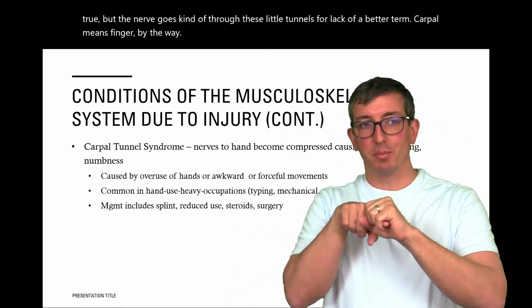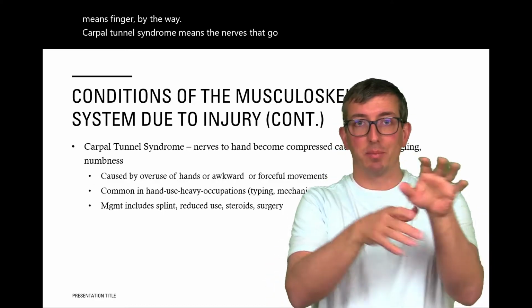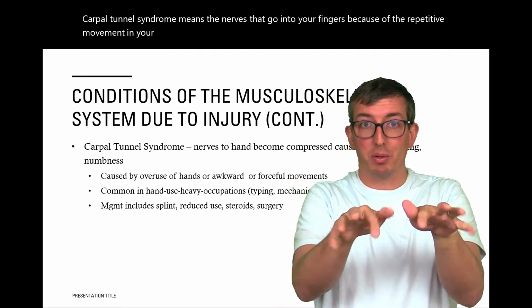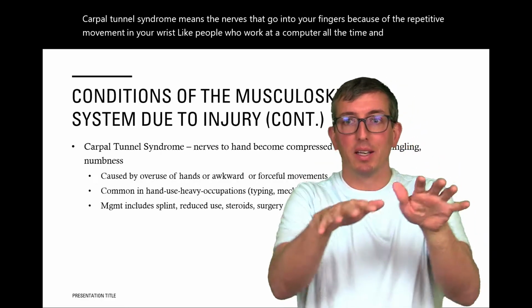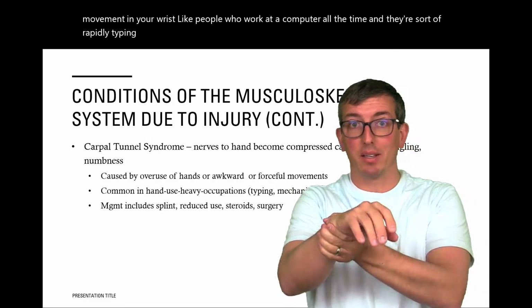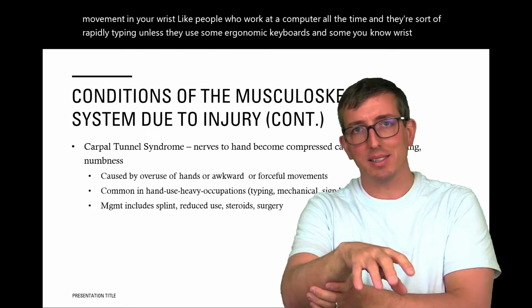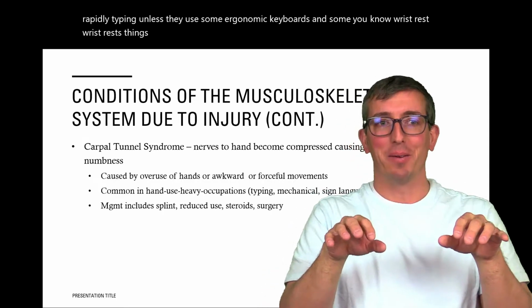Carpal tunnel syndrome affects the nerves that go into your fingers because of repetitive movement in your wrists, like people who work at a computer all the time, rapidly typing, unless they use some ergonomic keyboards and some wrist rests, things like that. This is a condition.